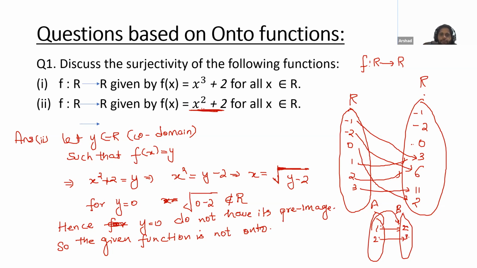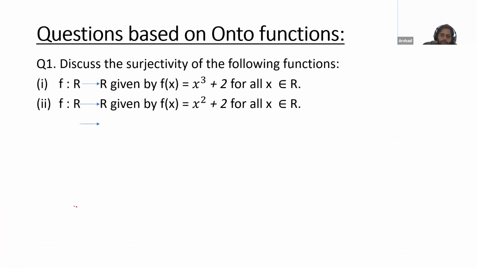Clear? Okay, so I hope everyone has done this. I'm going to start the next question. I will erase this one. If anyone is left, then please let me know. Okay, I'm going to erase this part. Okay, third part.